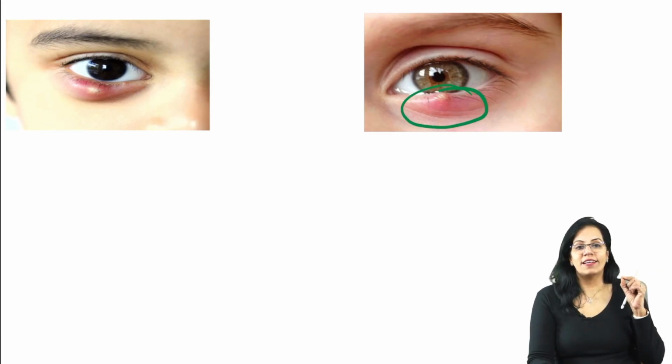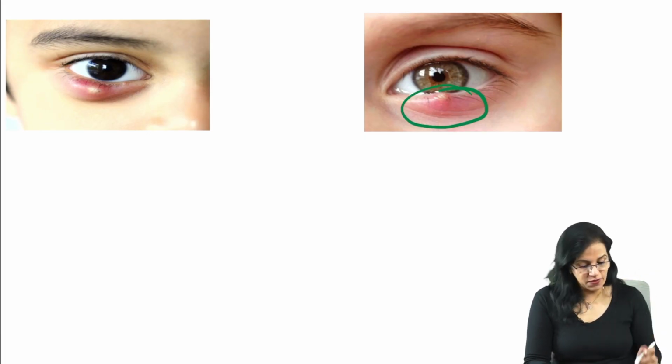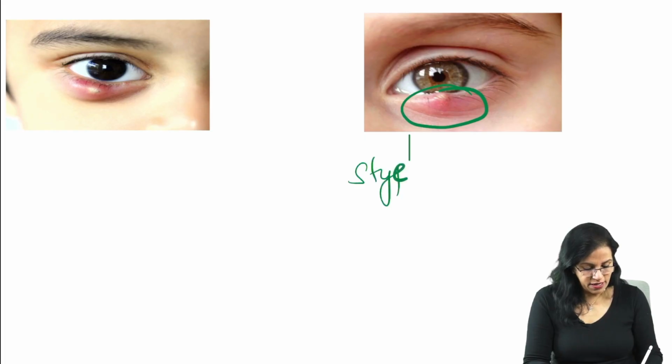Okay, so any inflammation which is at the margin, this is the acute infection or inflammation of the hair follicle, gland of Zeis, gland of, I'm not writing, revising with you. This is your hordeolum externum, which is called stye. Okay, which is called stye.